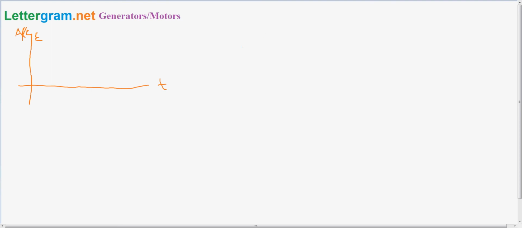I'm going to draw a quick little generator for you. These are two loops. Then over here we have a north and a south magnet. So essentially the magnetic field is going across like that. And we have inside there a loop, which then comes out here.